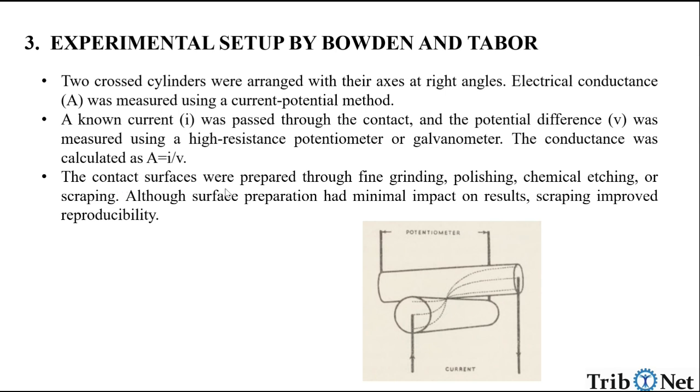The contact surfaces were prepared through final grinding and polishing, chemical etching, or scraping. Although the surface preparations had a minimal impact on these results, scraping improved reproducibility. Here in this figure, we can see the experimental setup used by Bowden and Tabor.